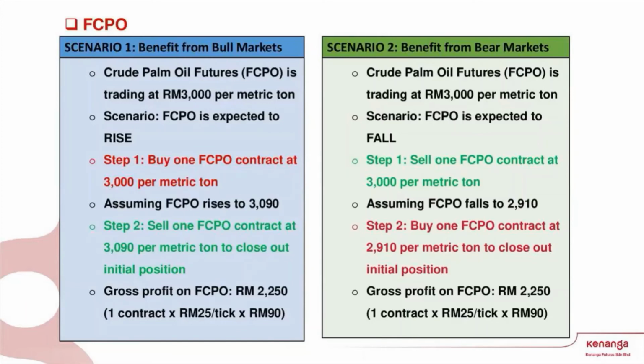On the right-hand side, you have the scenario where market conditions are bearish and you expect prices to fall. Step one, you go short one FCPO contract at 3,000. Assuming the market went your way and FCPO falls to 2,910, a 90-point reduction from 3,000, the next step is to close out your initial short position by buying the FCPO contract priced at 2,910. Your total gain from this strategy, like the previous left-hand side example, is 2,250, because it's 25 ringgit multiplied by the 90-point move.